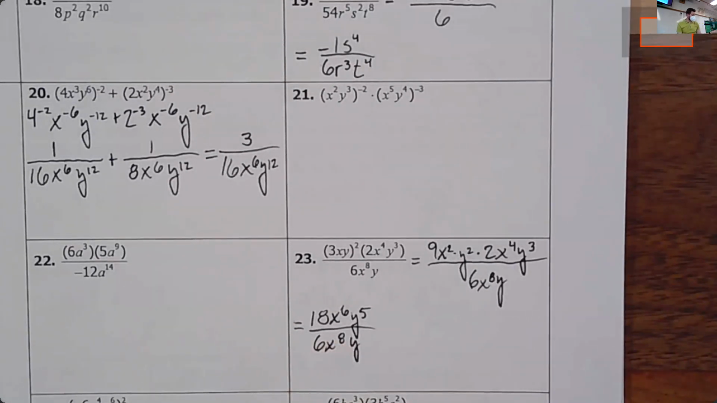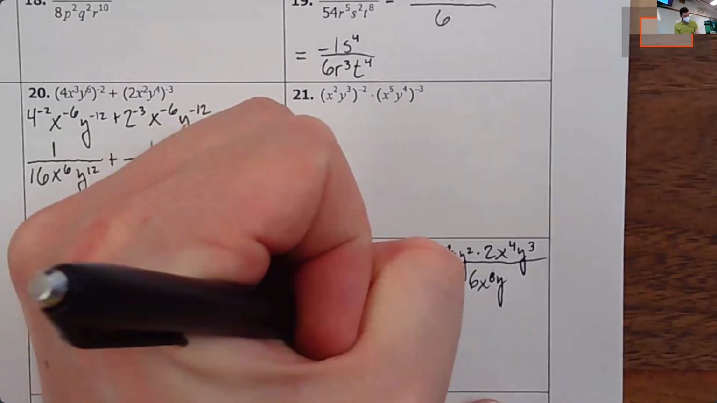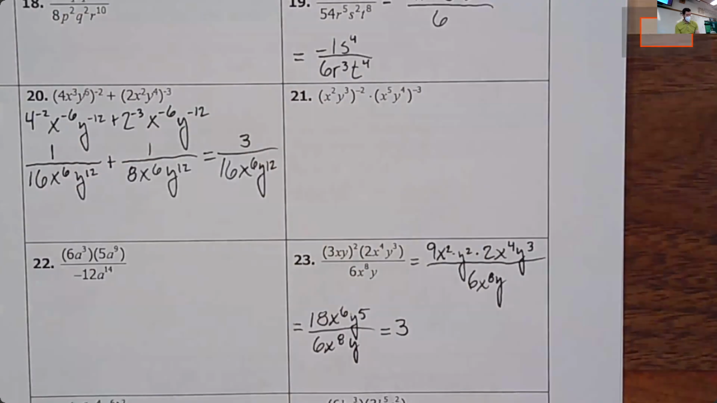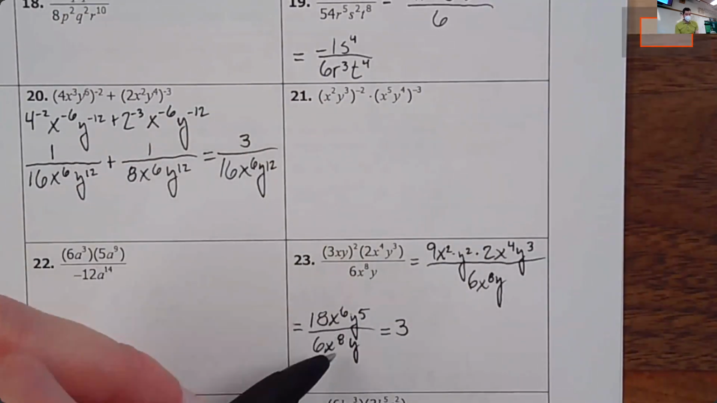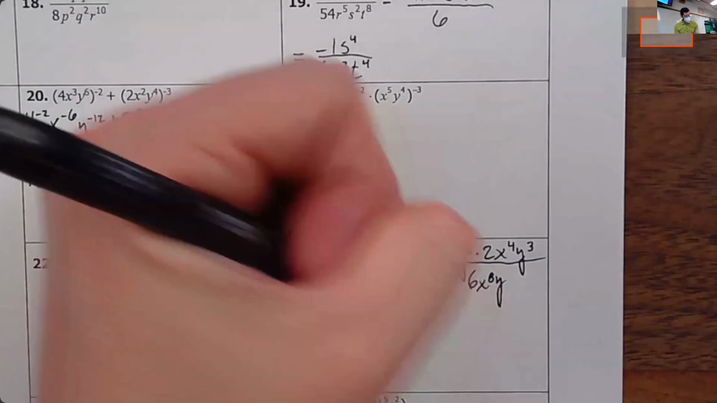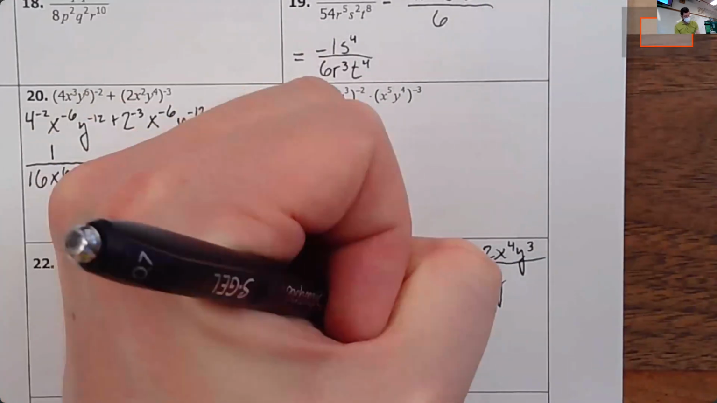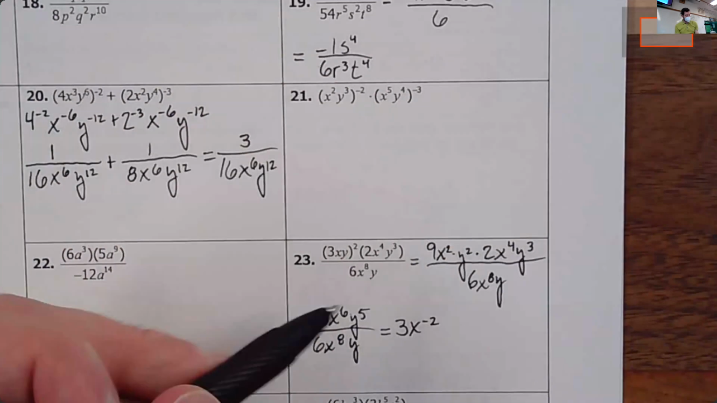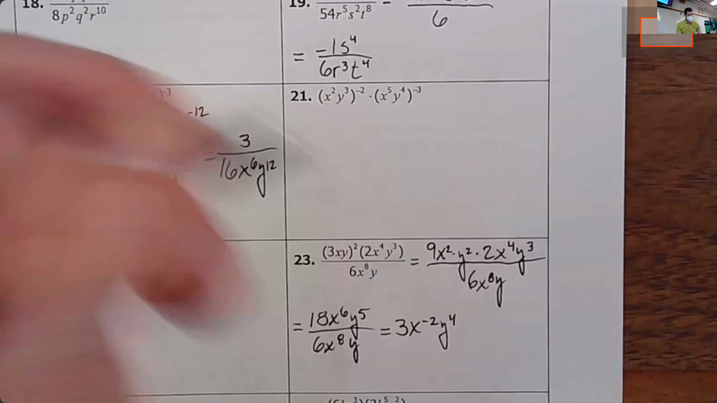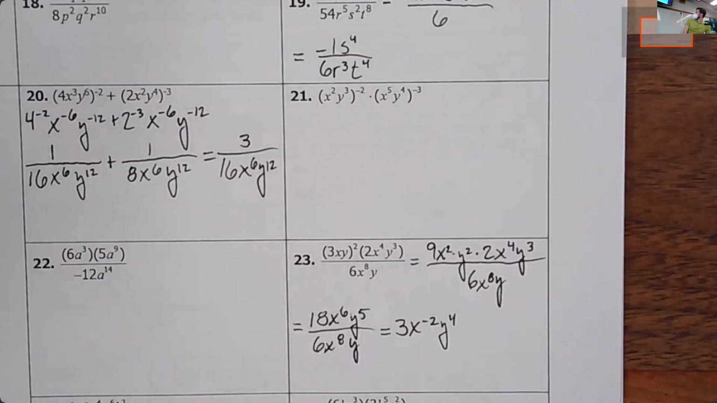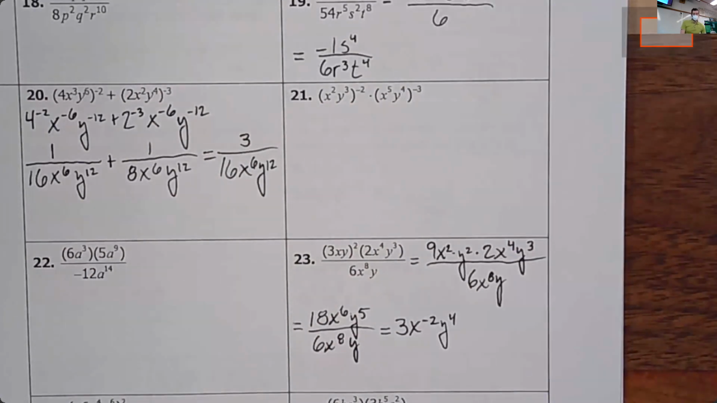Now we're going to use the quotient rule. We have to divide and subtract the exponents now. So 18 divided by 6 is 3. And then x to the 6th divided by x to the 8th. Subtract the exponents. 6 minus 8 is negative 2. So that's x to the negative 2 power. And then 5 minus 1 is 4. So that'd be y to the fourth. So 3x to the negative 2, y to the fourth.